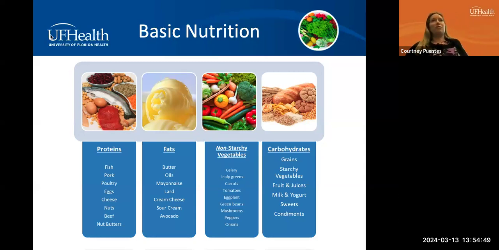Non-starchy vegetables are a great resource for vitamins and fiber, and you don't have to do a lot of math when you're counting carbs with those either. So it's a good way to still get a full plate of food, but not overdo it on things that increase your blood sugar. And then carbohydrates, and we'll talk a lot about carbs, but the overall goal is healthy balance. But carbohydrates are the only food that will increase your blood sugar.